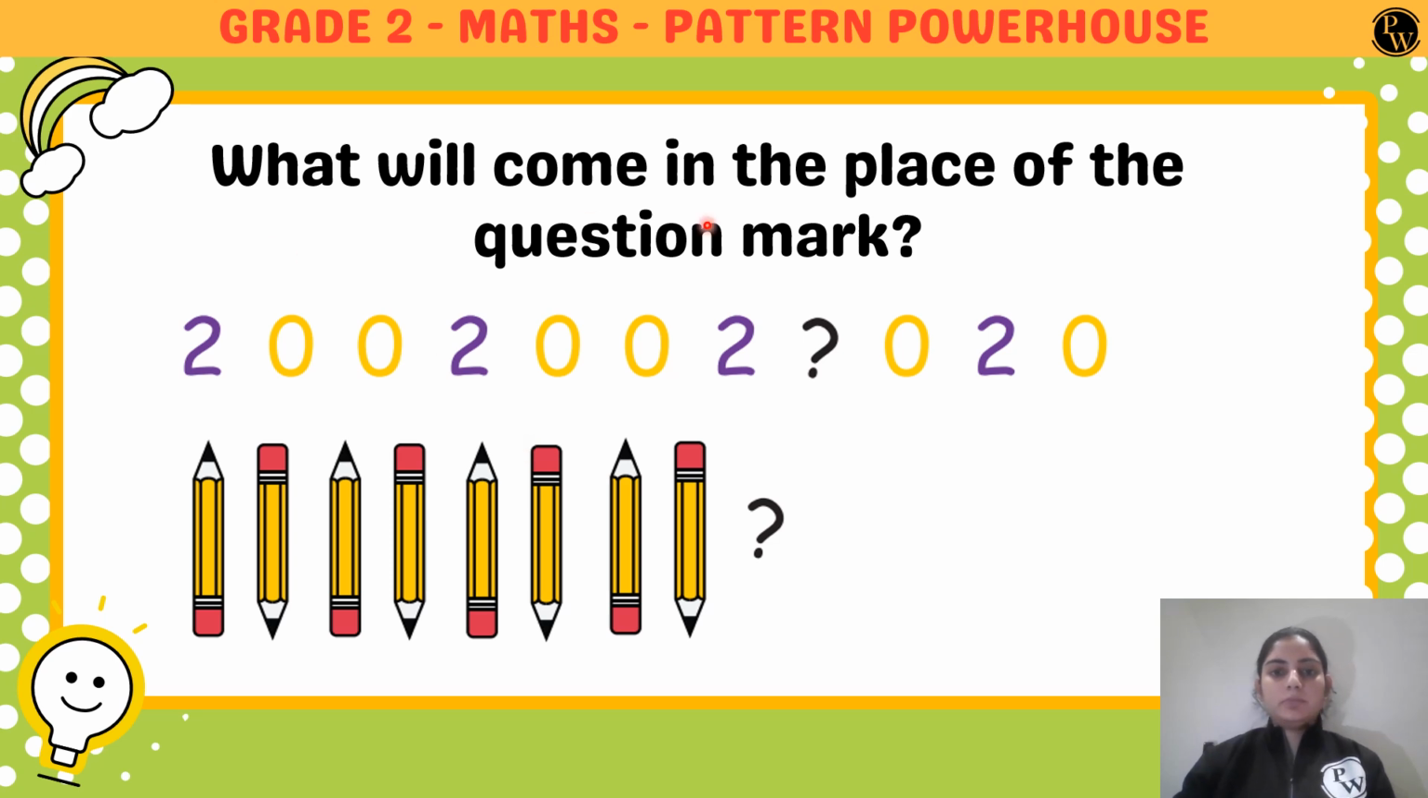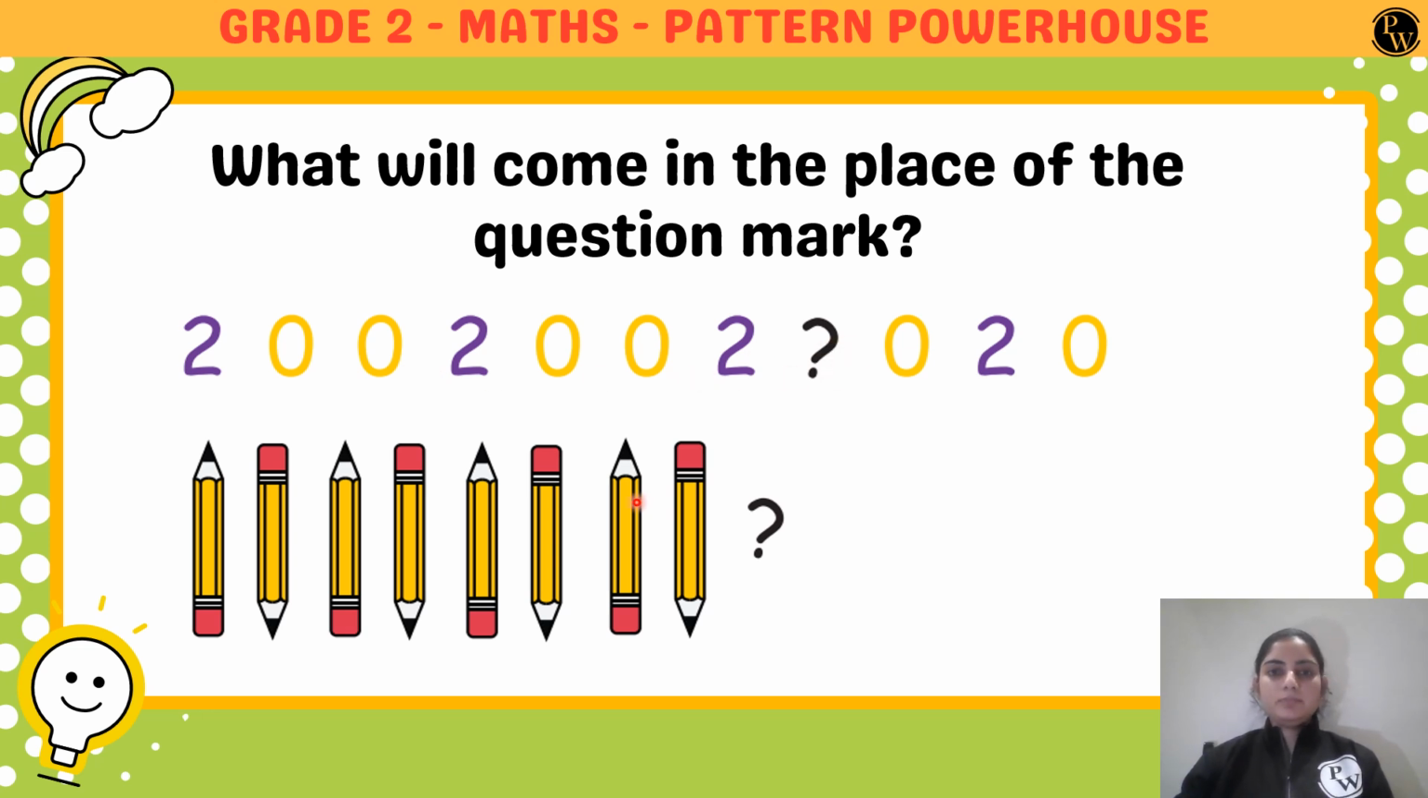Now let's see if you can answer these two questions. What will come in the place of the question mark? Let's look into the first case, that is a number pattern. Here we have 2, then two zeros, again 2, then two zeros. That means these three digits are being repeated, that is 2, 0, 0, 2, 0, 0, 2. Again there should be a 0 and then we have a 0, then 2 and 0. So if we replace this question mark with a 0, we can see a repeated pattern. So the correct answer will be 0.